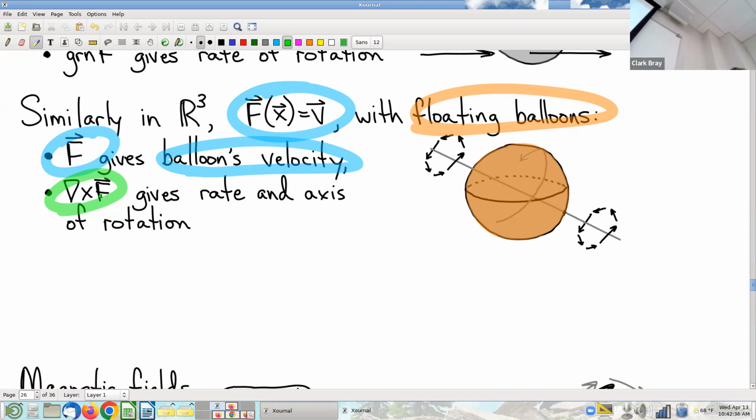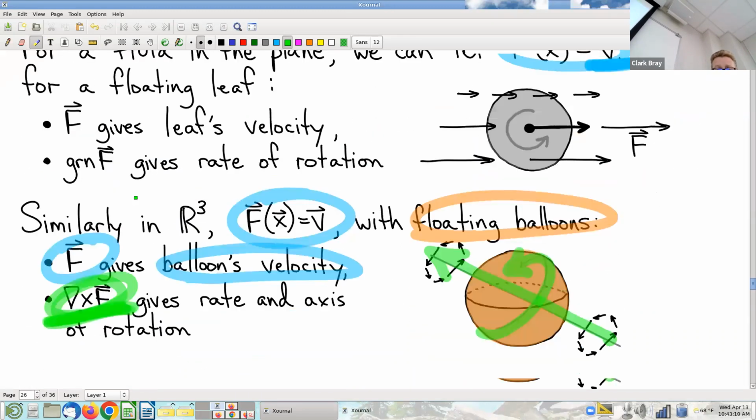So curl is going to tell you how that balloon will be spinning or twisting or rotating, or whatever you want to call it, as it goes. Specifically, the axis that the balloon will be twisting around is the direction of the curl vector. And how much, is it twisting fast or is it twisting kind of slowly? How much is given by the magnitude of the curl vector. So just like Green's operator in 2 dimensions, analogously curl in 3 dimensions.